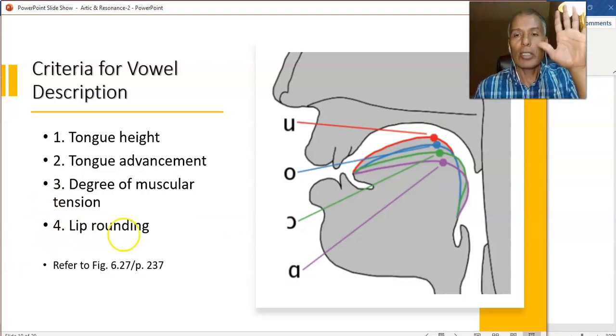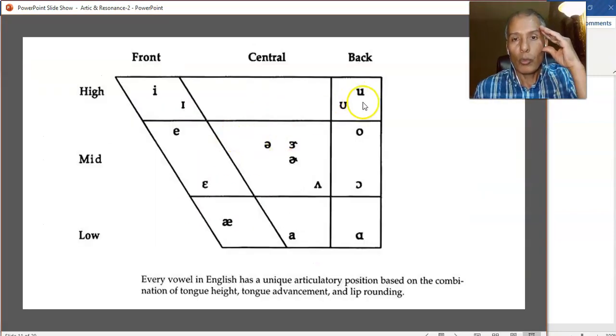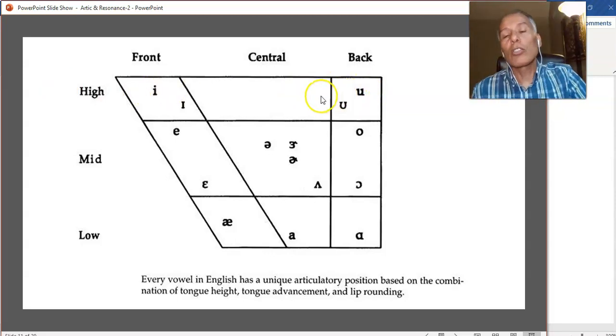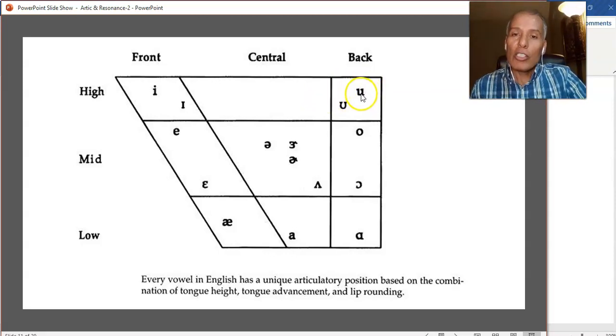So these are four characteristics. For example, I take the oo. Let me go to the chart. That's the symbol. It is different from this one because of that little thing hanging down here. You'll notice it is high and it is back, the farthest back and the highest. So that is oo as in pool. If you make it shorter, it will be the short oo, as in pull. You make the long one longer, so it will be pool, pool.